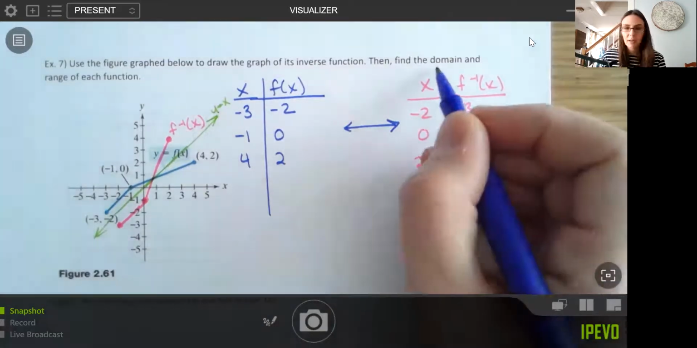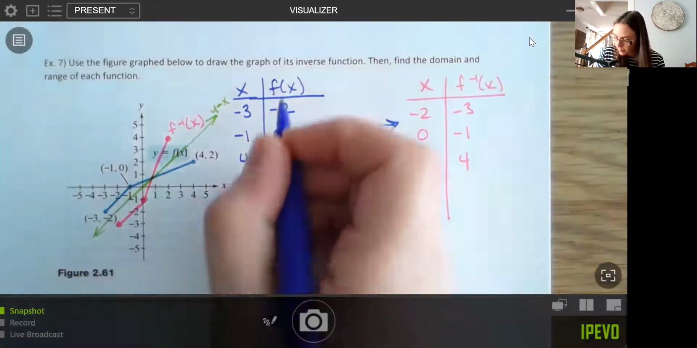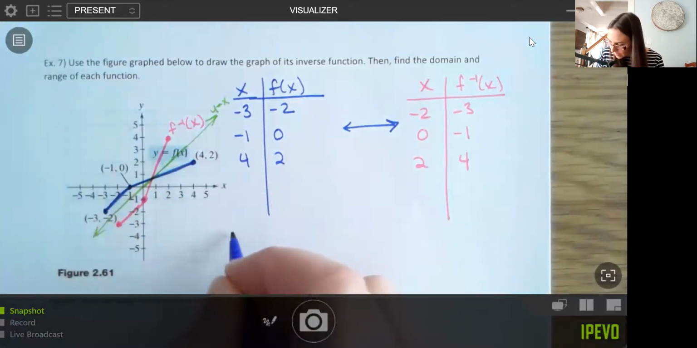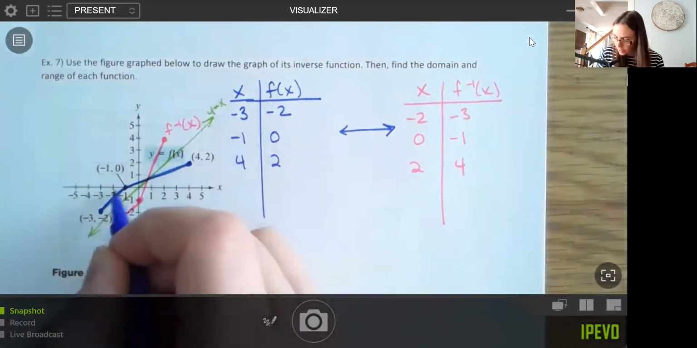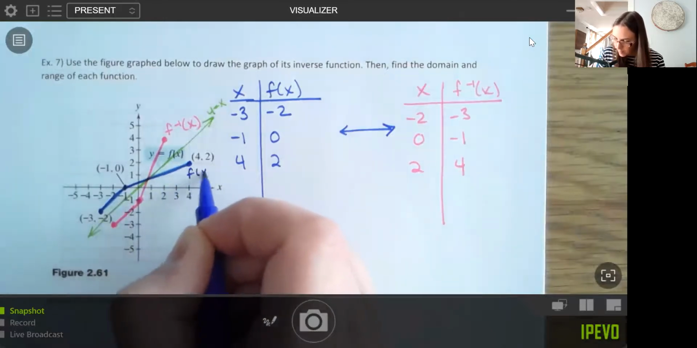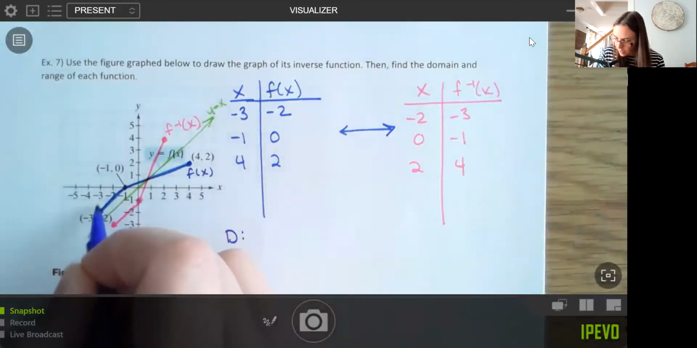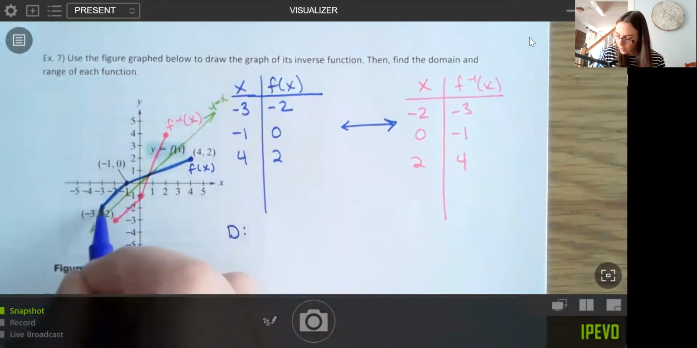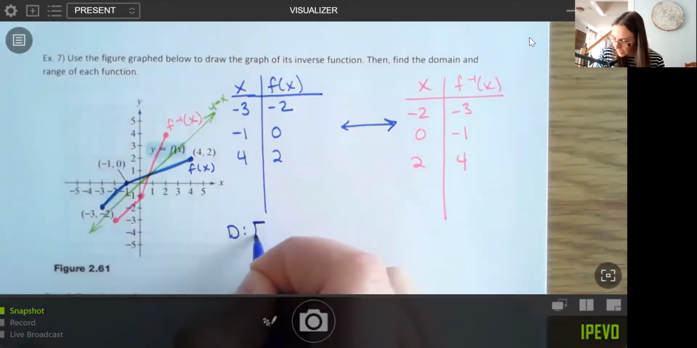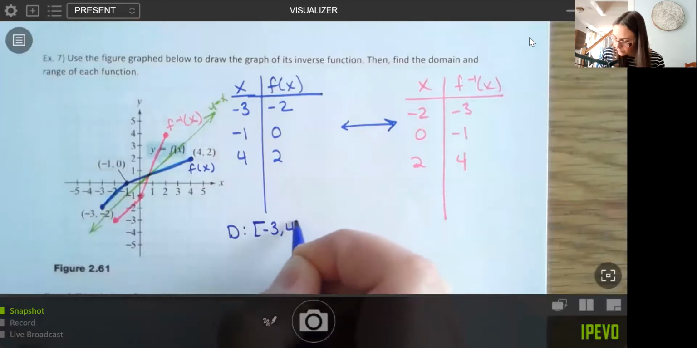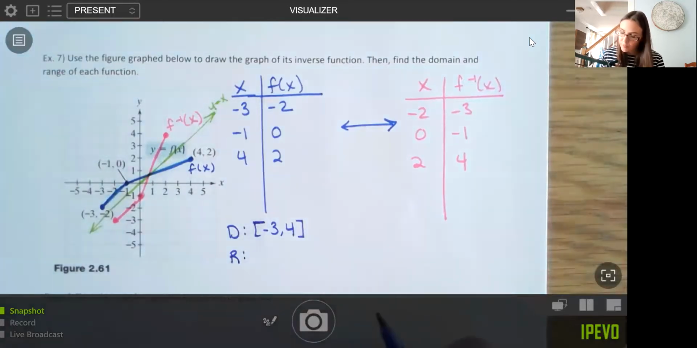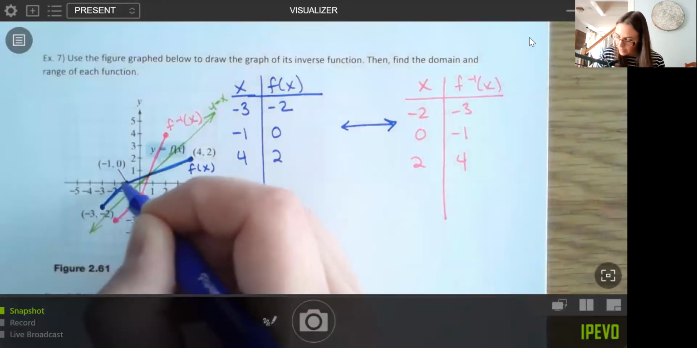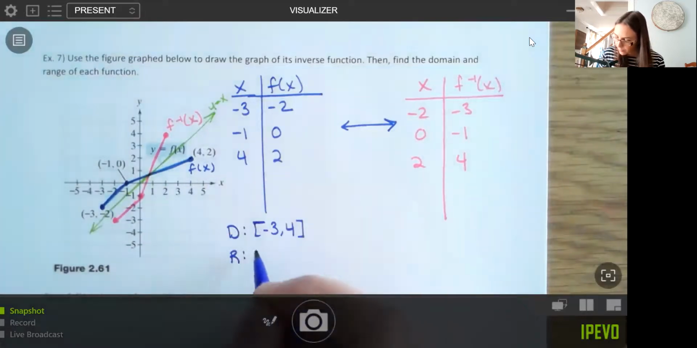I also want to find the domain and range. So I'm going to start with my blue graph here, okay? So my domain in this case, if I look at the original function, my x values go from -3 all the way to 4, and that's it. And the endpoints are included. So my domain is from -3 to 4. And my range are my y values. So I go down to -2, and then my highest y value is +2.